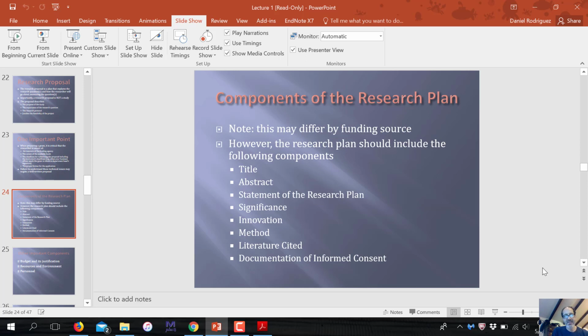That won't work, because you need time to write up the grant results and disseminate the information. All right, so let's look at the research plan. So this is what you need. You need title, abstract, statement of the research plan, its significance. Why is this considered a significant problem?